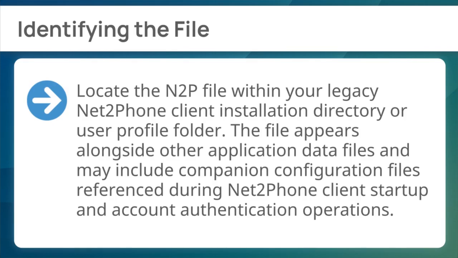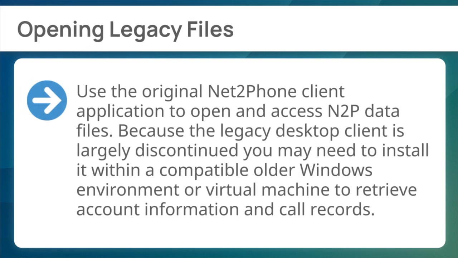The file appears alongside other application data files and may include companion configuration files referenced during Net2Phone client startup and account authentication operations. Next, opening legacy files. Use the original Net2Phone client application to open and access N2P data files. Because the legacy desktop client is largely discontinued, you may need to install it within a compatible older Windows environment or virtual machine to retrieve account information and call records.